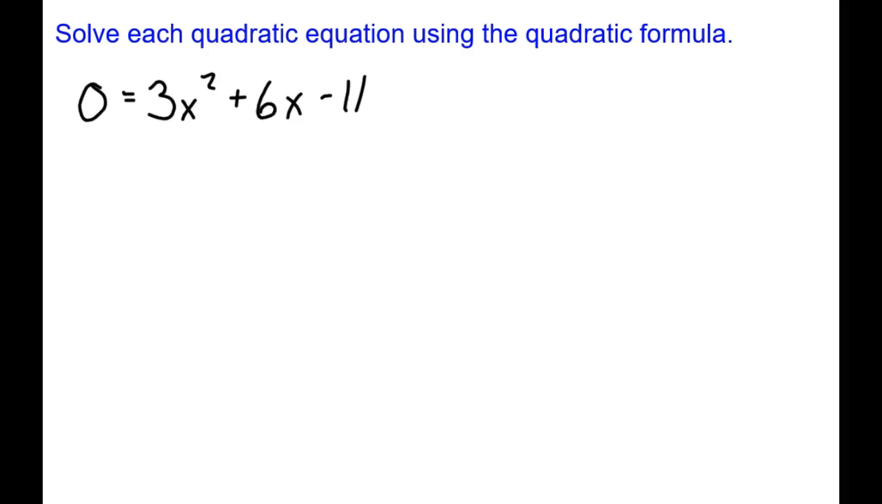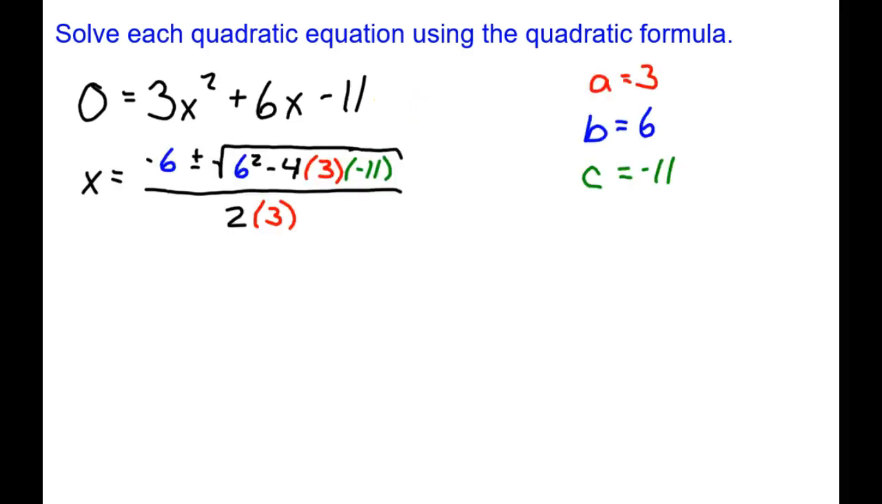First example, we want to solve the quadratic equation using the quadratic formula. We have 0 equals 3x squared plus 6x minus 11. We're already in standard form, so we need to identify our a, our b, our c value, and then plug that into the formula. Our a value is 3, our b value is 6, and the c value is negative 11.